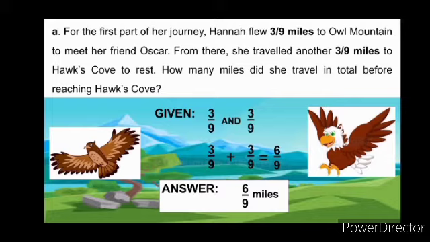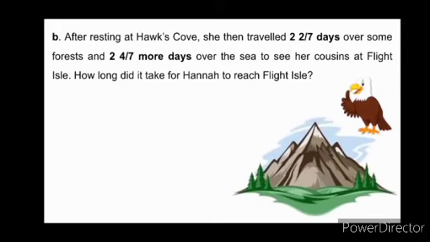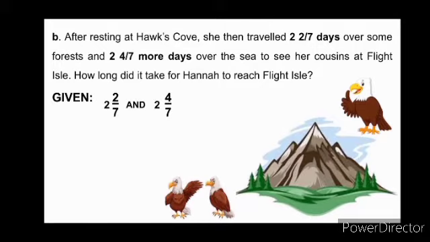Excellent. Now let's proceed to exercise letter B. After resting at Hawks Cove, she then traveled 2 days over some forest and 2 more days over the sea to see her cousins at Flight Isle. The question is, how long did it take for Hannah to reach Flight Isle? So we have the given numbers here, which is 2 2/7 and 2 4/7. Since it was asking for how long, then we're gonna use addition.